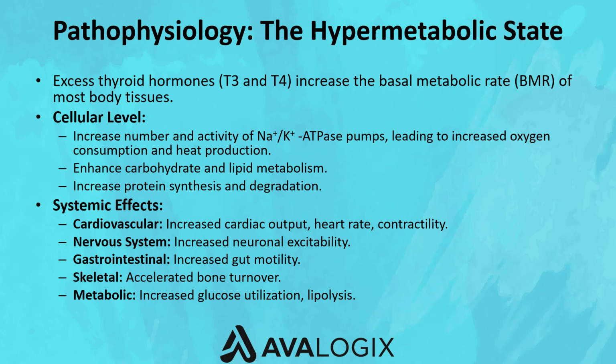They also ramp up carbohydrate and lipid metabolism, leading to weight loss even though appetite is increased. There's increased protein turnover, which can cause muscle wasting despite high energy levels. Systemically, these hormones affect multiple organs. The heart works harder, resulting in a faster pulse, increased cardiac output, and sometimes arrhythmias. The nervous system becomes hyperexcitable, leading to tremors and anxiety. Even the gut speeds up, causing frequent bowel movements. So when we say hypermetabolic state, we mean your entire system is basically in overdrive.